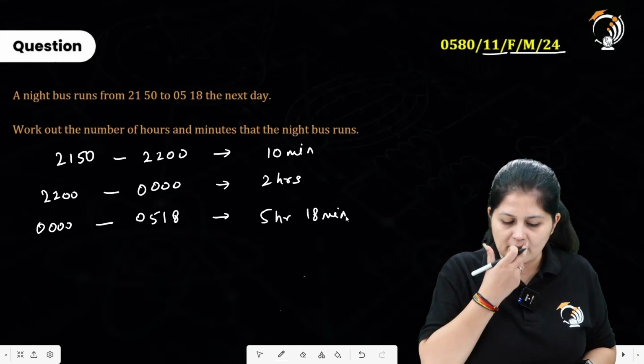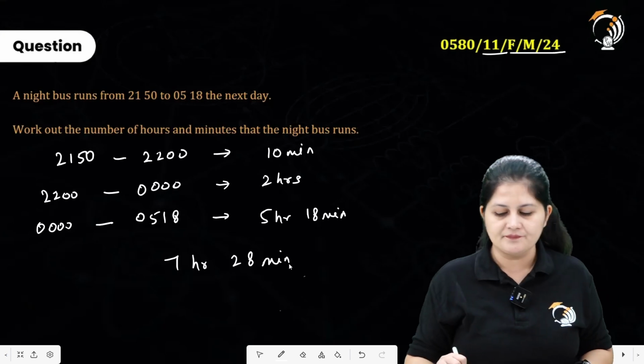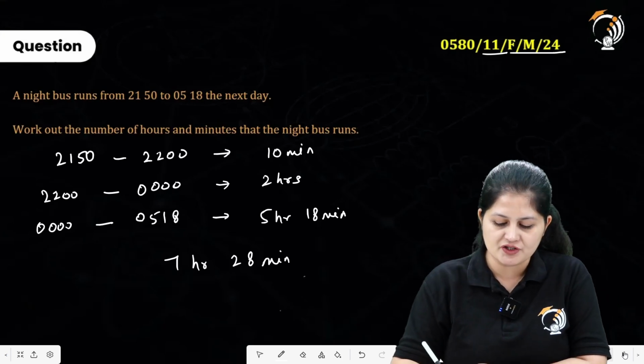So let's add up all these times here, right? So that is going to be equal to 7 hours and 28 minutes. Clear? I hope that we have understood the question.